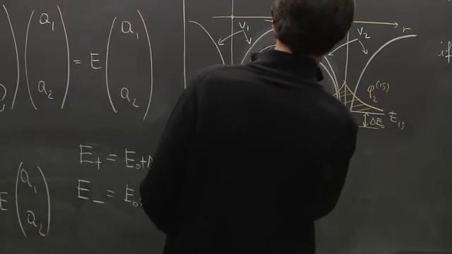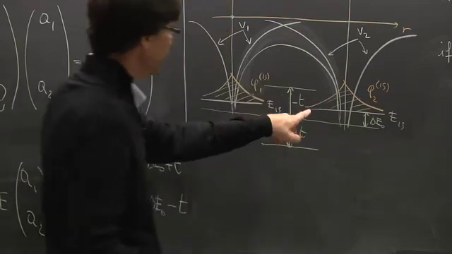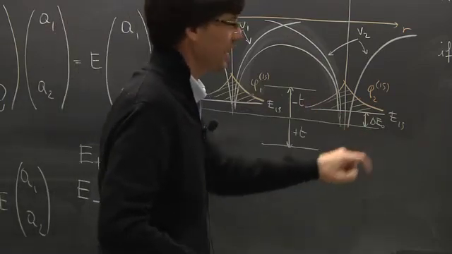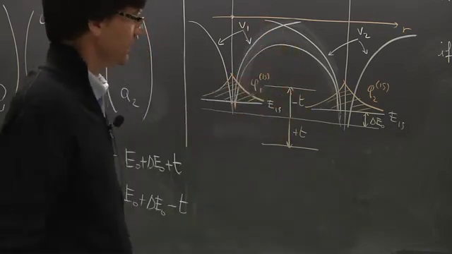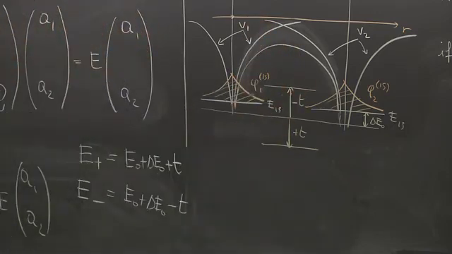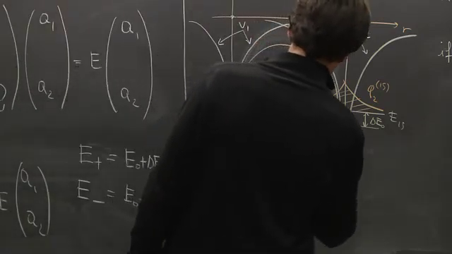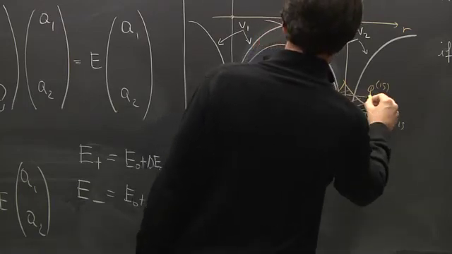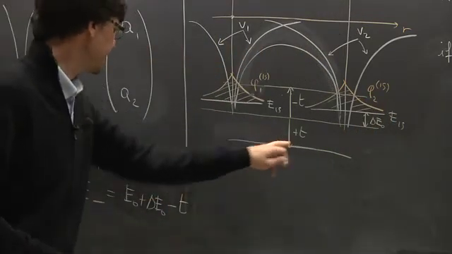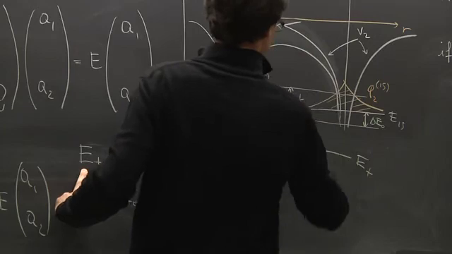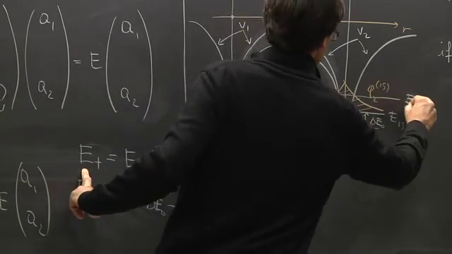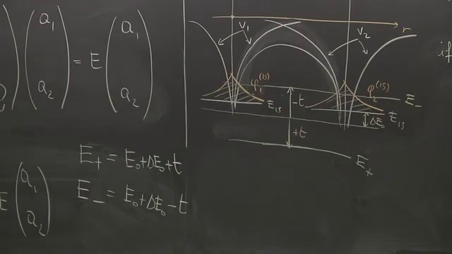Now, in drawing this, I'm actually assuming that the absolute value of t is larger than the absolute value of delta E naught, which is not necessarily the case. I'm just assuming here that the absolute value of t is larger than the absolute value of delta E naught, but this is not necessarily the case. So I will have two states, this one and this one. Plus t was E plus, so this is E plus. Minus t is E minus. Okay.